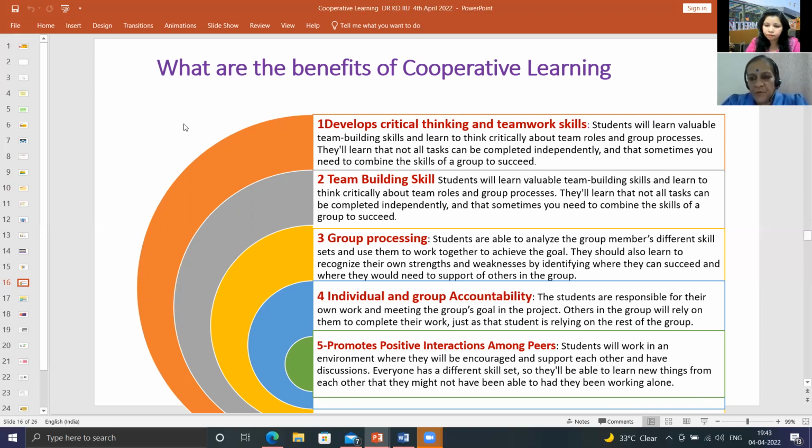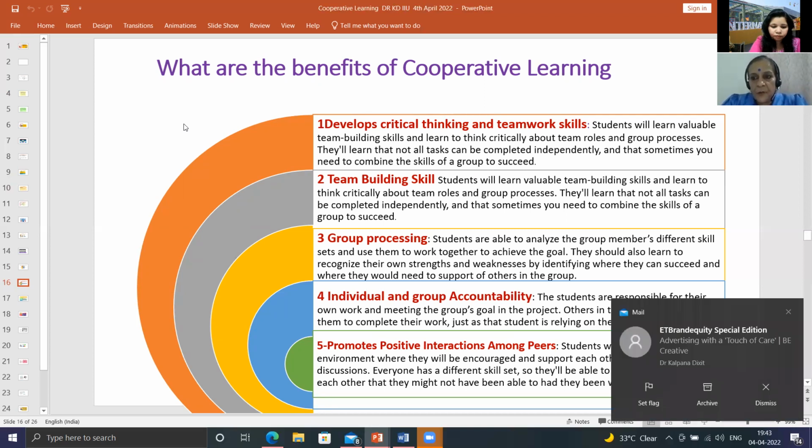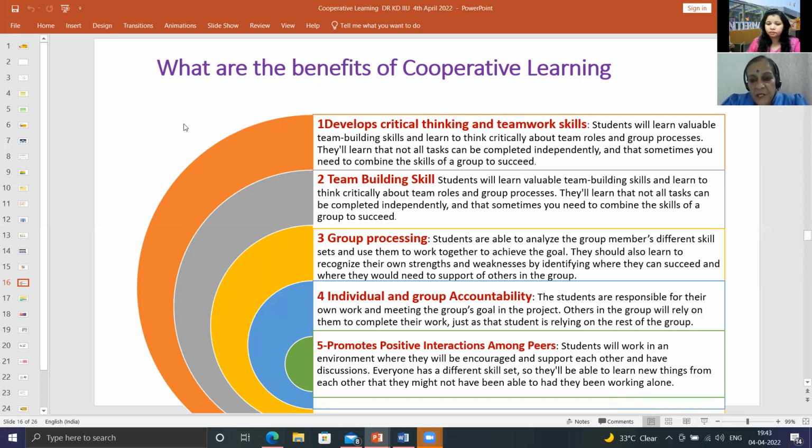Others in the group will rely on them to complete their work, just as that student is relying on the rest of the group. So mutual faith, mutual understanding, and mutual confidence are very important to a successful cooperative learning project.